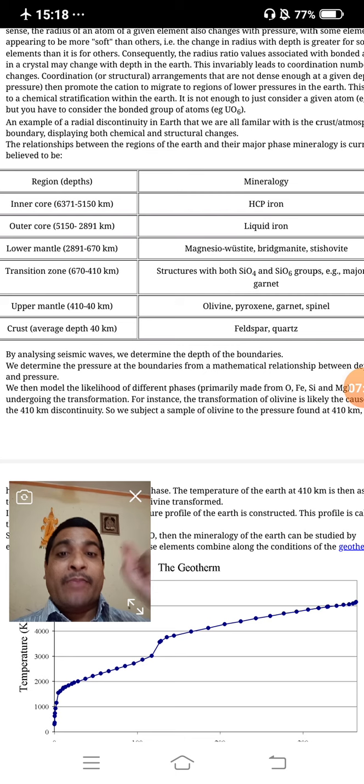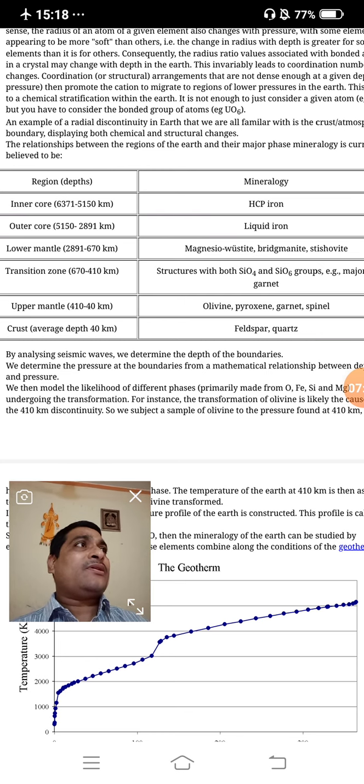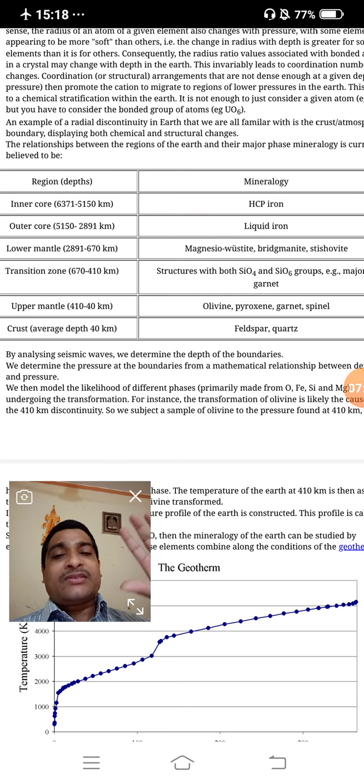These are all mafic minerals, because they are mostly composed of mafic type elements like iron and magnesium. The crust is mainly made up of felsic minerals. Felsic means those minerals have a higher amount of silica and feldspar content, like quartz and feldspar. So the mineralogy of the crust is feldspar and quartz, and the mineralogy of the upper mantle is olivine, pyroxene, garnet and spinel.